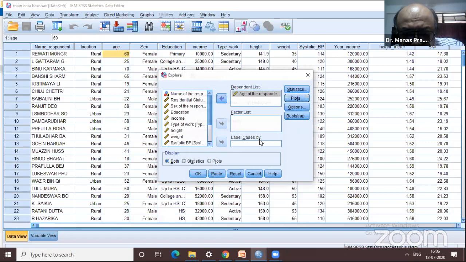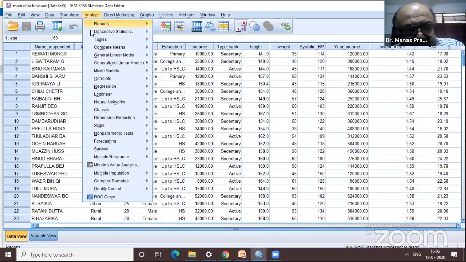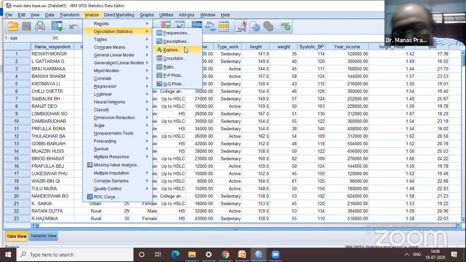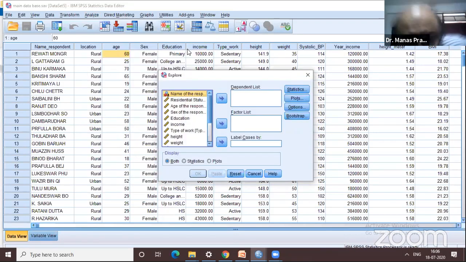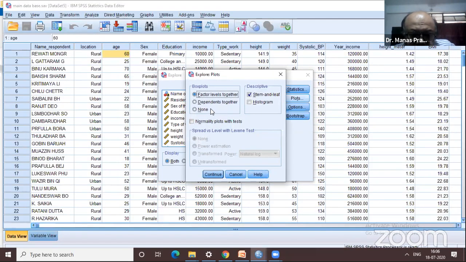So I will show you one more time. You have to go to Analyze, Descriptive Statistics, Explore. Select this. Then select the variable for which you want to test the normality. Then go to the dependent list. Then select Plots. Then select this normality plot with tests. You can select histogram also. We have already constructed the histogram, but by using this Explore option you can also construct the histogram. So continue.